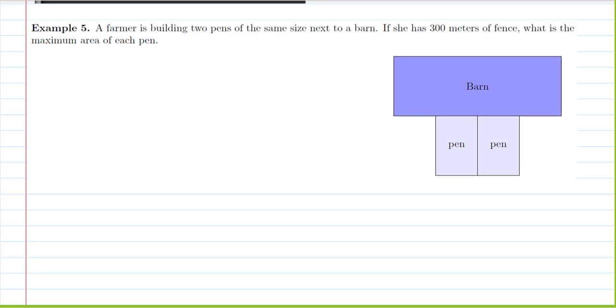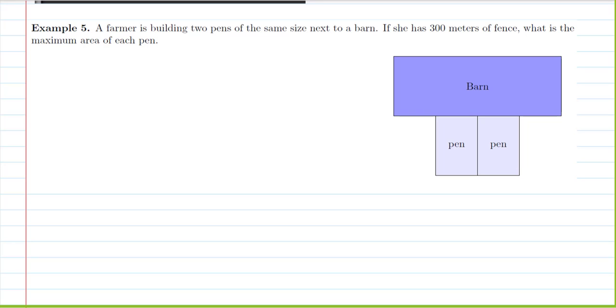So example number 5 is an example of what's called an optimization problem. So when we break these down, we're going to break them down into 2 different parts. We're going to have what's called our objective function, and we're going to have what's called a constraint equation. So whenever we have an optimization problem, we're going to need to identify these 2 parts.